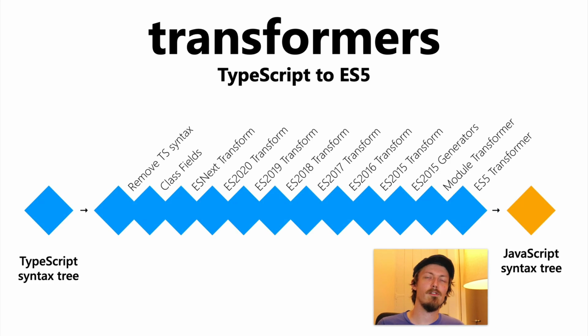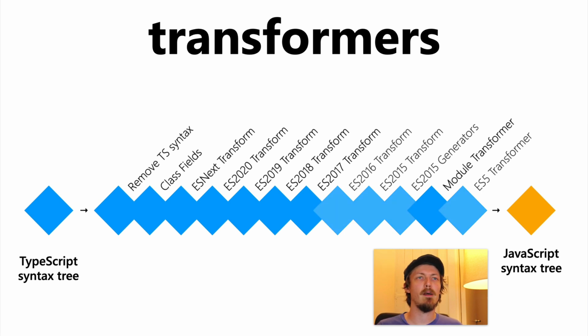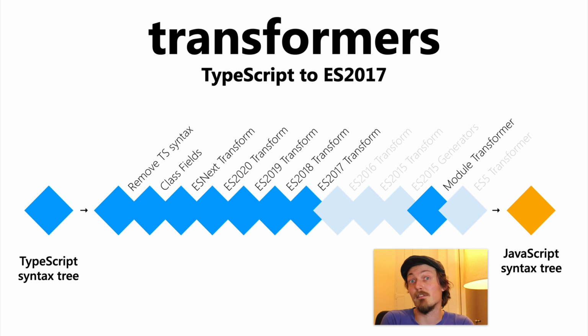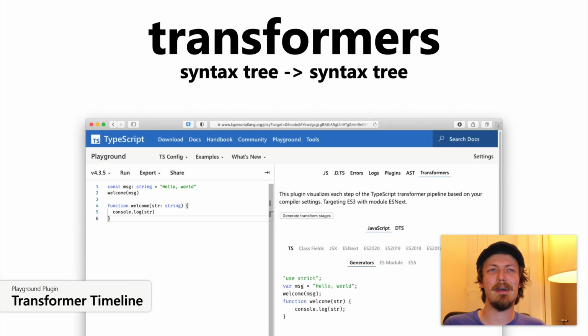The way that it works overall is that there are many different transformers, and this is the longest possible transformer chain you can get. That's if you have the default settings in your TS-config, and this is what it would look like if, say, you had set 2017 as your target. It will take your syntax tree all the way through these transforms until it hits the end, and then once it hits the end, it passes it off to a printer, and that printer will then turn that into text. You can get a better understanding of how the transformers work by using this playground plugin, the Transformer Timeline. It's really useful, a really good way to dig in.